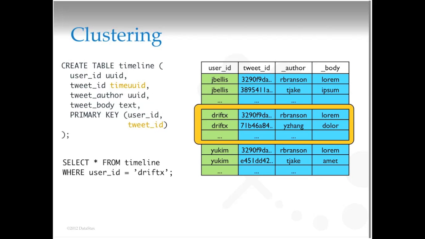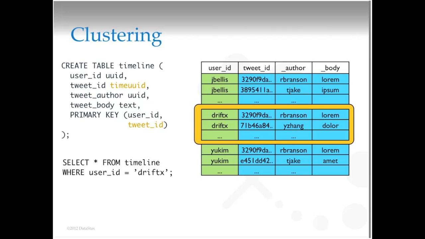So I'll have create table timeline, I'll have user ID, that's me, that's the person whose friends' tweets we're tracking here. And then we'll have tweet ID and tweet author and tweet body for each tweet. So the tweet author is the person who made the tweet, and then user ID is the person who's following him here. So what I want to do is get a list of all the tweets of people that DriftX is following, and I want to get those in chronological order.